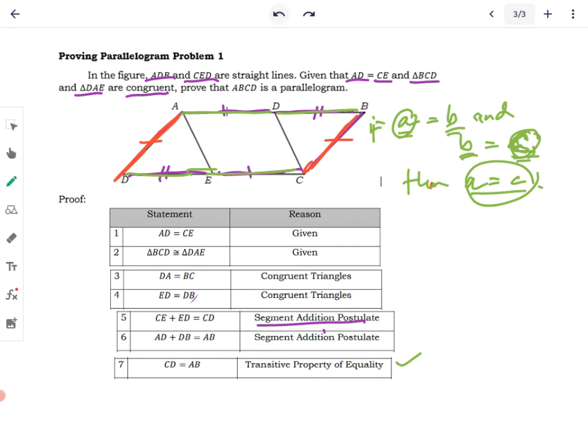AD and CE, and ED and DB, we can say that 5 and 6. Because of that, we can conclude 5 and 6. So if they are equal, and they are equal, and they are also equal, therefore they are also equal. So that makes our number 7 statement. That is because of the transitive property of equality.